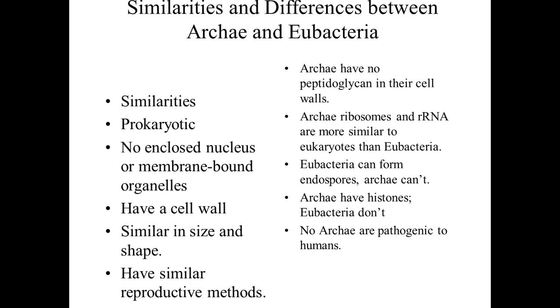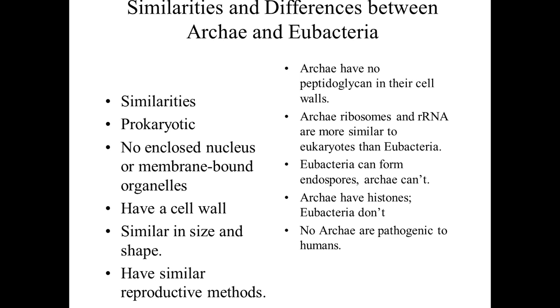One of the main reasons that they broke the two groups apart and classified them differently now is that archaea seem to have a lot of characteristics that are more similar to what? Eukaryotes. For example, the archaea ribosomes and their rRNA are more similar to what we have than they are to regular bacteria. I'm going to skip this one right here. I'll come back to it in a second.